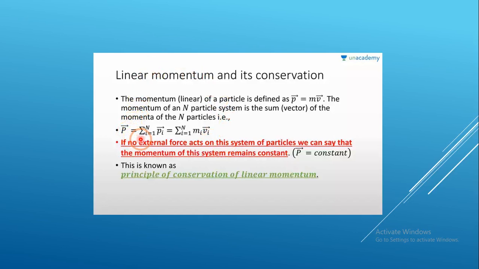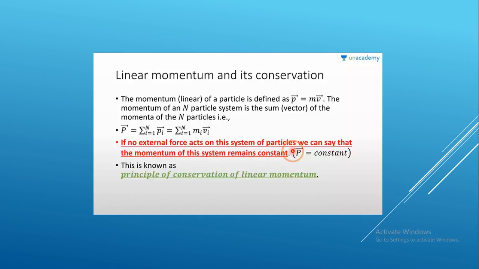That is, if F is equal to 0, P will be constant. This is known as the principle of conservation of linear momentum. In accurate form, the statement will be: the total momentum of an isolated system is conserved during any interaction.